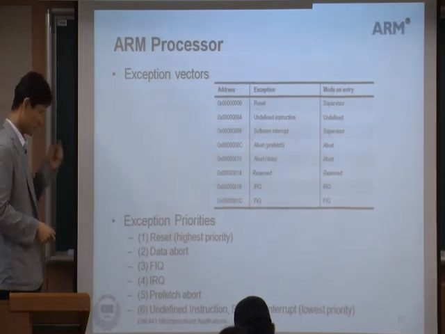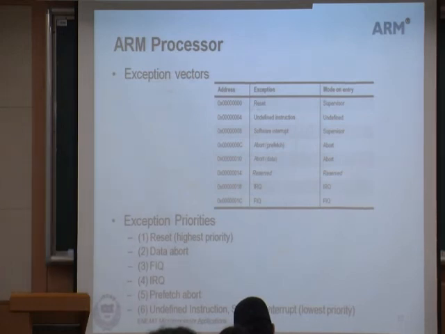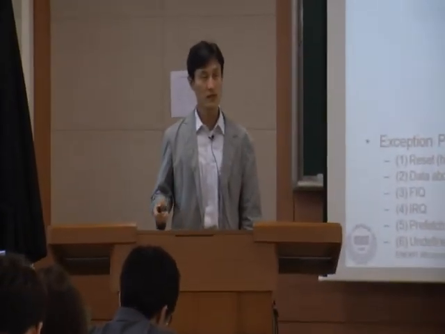That's the difference, okay? These are what we call the exception vector, but the same concept as the interrupt vector. So that's pretty much the introduction of the ARM processor. Okay, any questions?